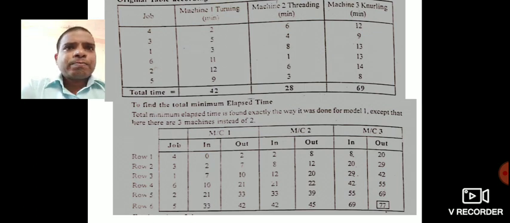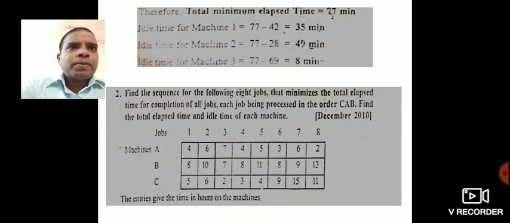Okay, now the total minimum elapsed time is 77 minutes. For idle time on machine 1, the formula is the elapsed time minus the processing durations on machine 1. Adding all the processing durations on machine 1 gives 42. So 77 minus 42 gives 35 minutes. Similarly, idle time for machine 2 is 49 minutes, and idle time for machine 3 is 8 minutes. And the second problem below we can take as homework.